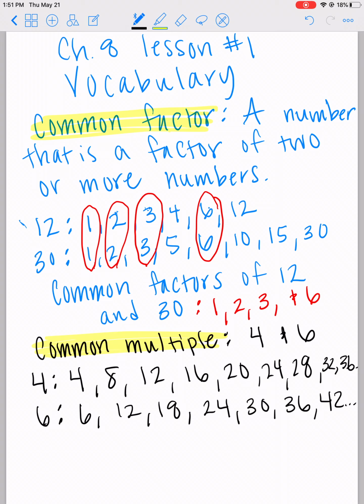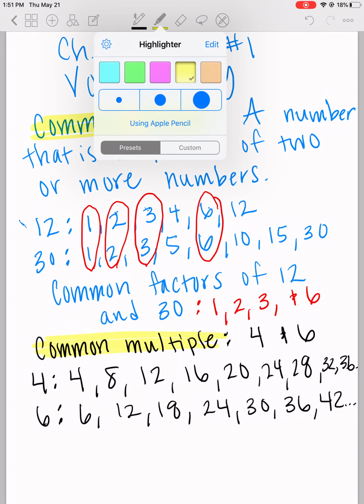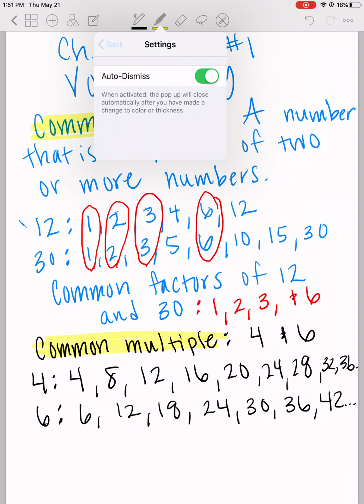I'm running out of room already. So I'm going to go ahead and I'm going to change, and I'm going to, sorry guys.